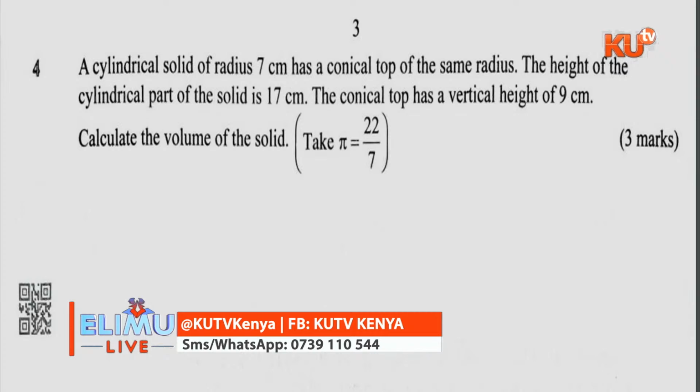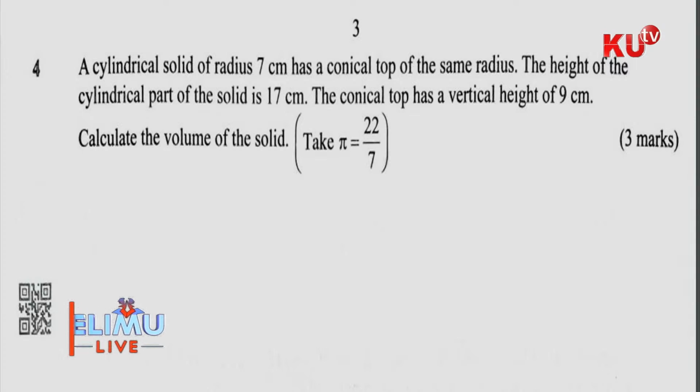That means the distance from here to here, this vertical height of the cylindrical part, is 17 centimeters. The conical top has a vertical height of 9 centimeters. A vertical height, this distance here, this vertical distance of the cone is 9. That distance there is 9 centimeters. Calculate now the volume of the solid.